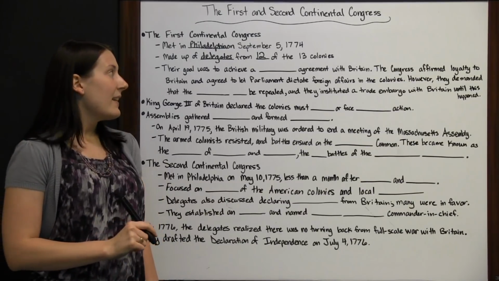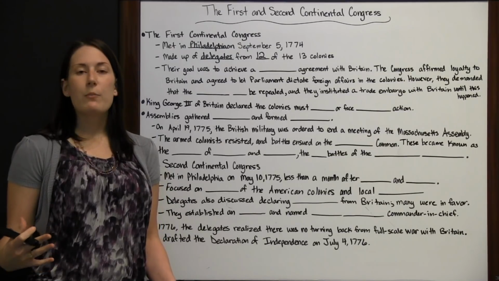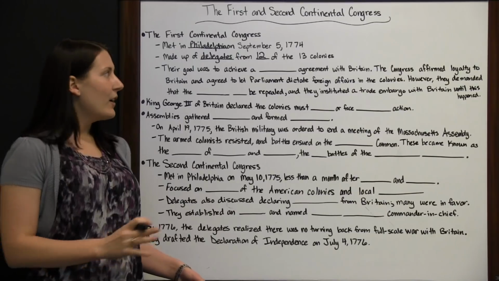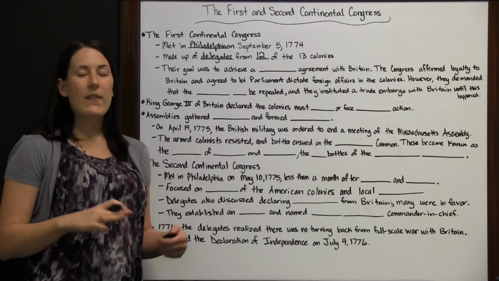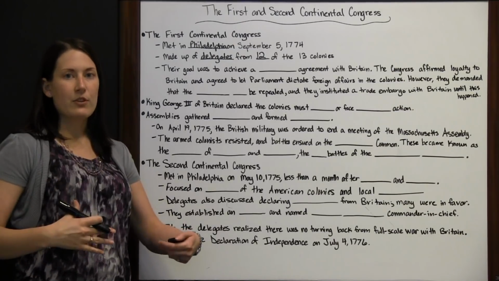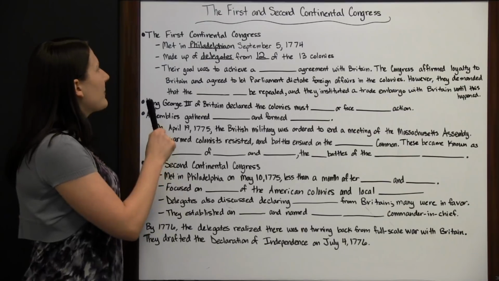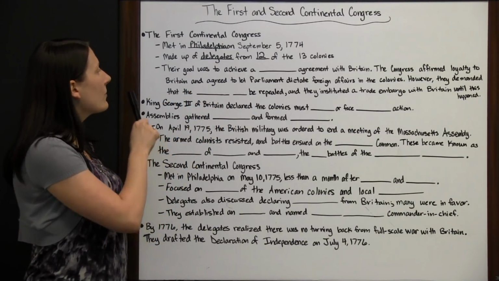Georgia did not send a delegate because they were having problems on their frontier with Indians and were hoping that Britain would help them with that, and so they didn't want to get involved in the Continental Congress because they were afraid then Britain wouldn't help them, and they had their own issues with the Indians at their borders, Indians being the Native Americans.